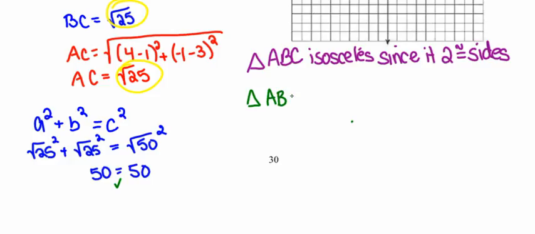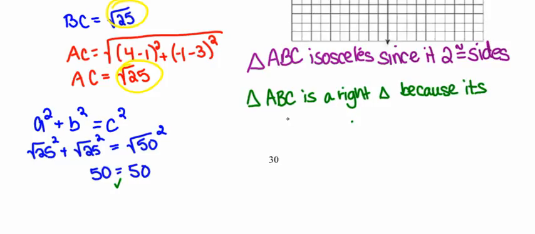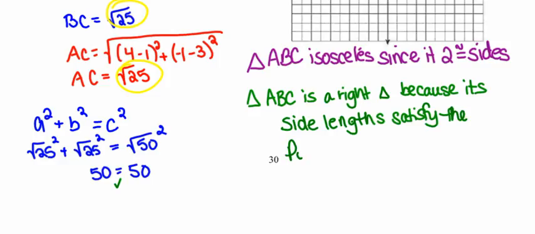So triangle ABC is a right triangle because its side lengths satisfy the Pythagorean theorem. And again, if you were thinking to yourself it might be a little more fun to work with slope and use slope to establish perpendicular lines and therefore a right angle, that would get the job done just as effectively.